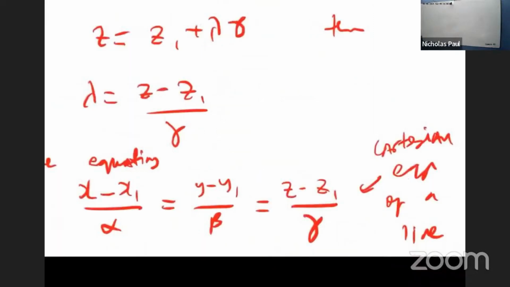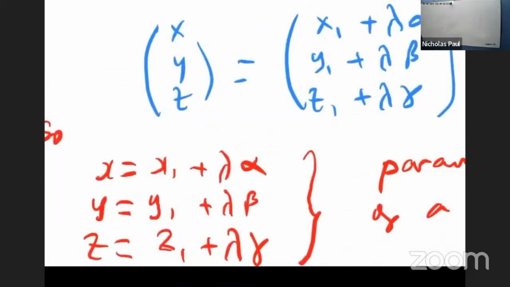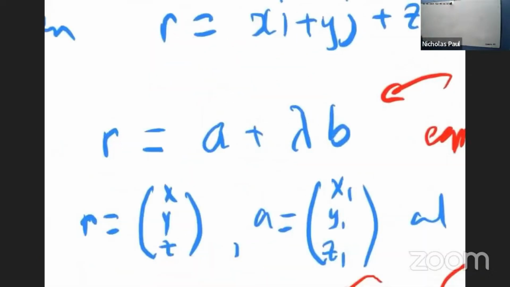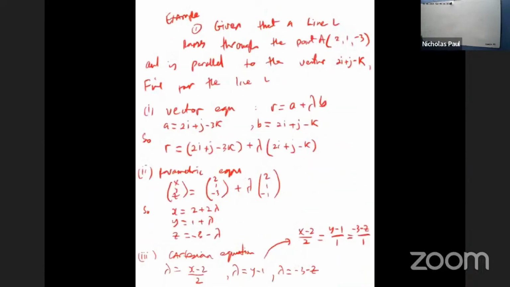Cartesian here with no lambda, parametric with x, y, and z in terms of lambda, and your vector equation of the form r = a + λb. What's A and B again? A is the what? R is the position vector, A is the point on the line, and B is the direction vector, right? All right, nice.